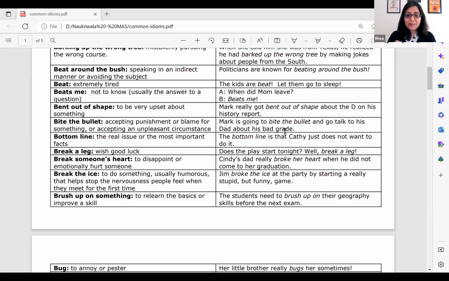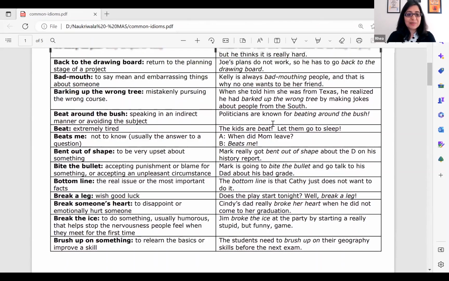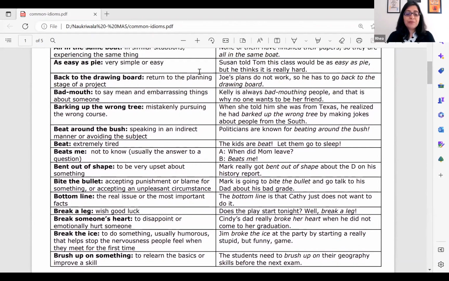All right. Let's take a pause again and let's do the same thing. We've done quite a few idioms. Back to the drawing board, bad mouth, barking up the wrong tree, beat around the bush, beats me, bent out of shape, bite the bullet. Still here, pick any one idiom and put it in a sensible sentence. Go for it.